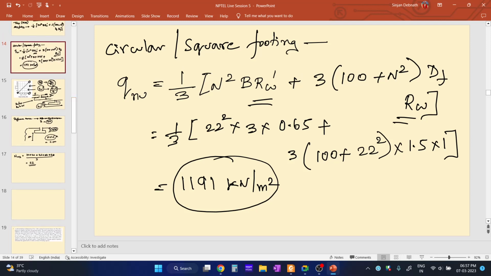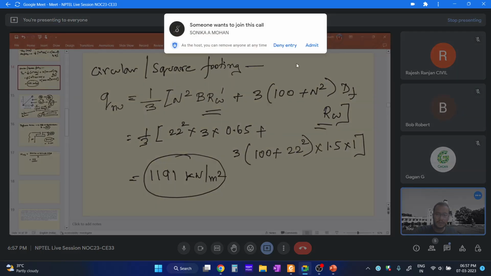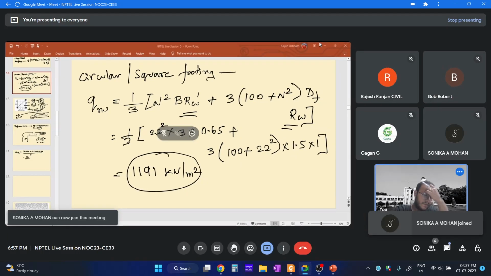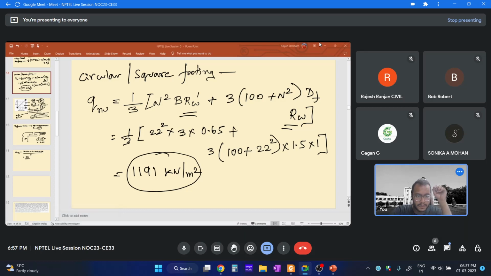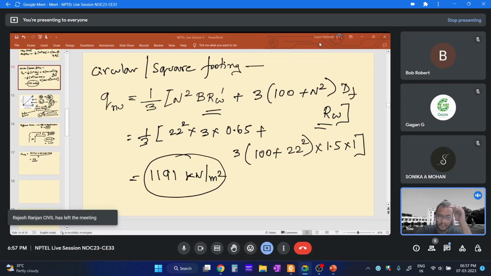One thing you must remember: for settlement problem, the influence zone is 2B from the base of the footing, and for bearing capacity problems, the depth of the influence zone should be B from the base of the footing. So for settlement case, the influence zone will be 2B from the base of the footing, and for bearing capacity problems, it will be B from the base of the footing. Okay, you just need to remember this.